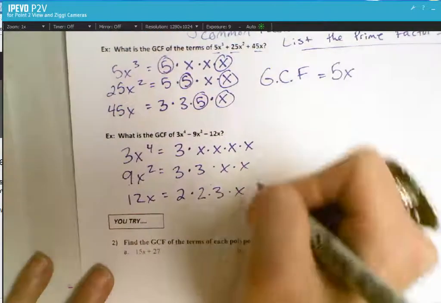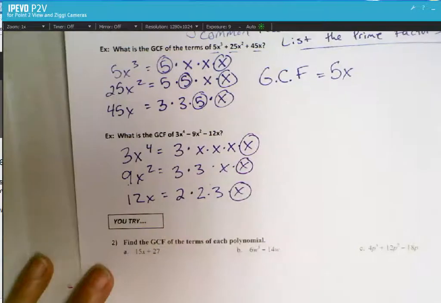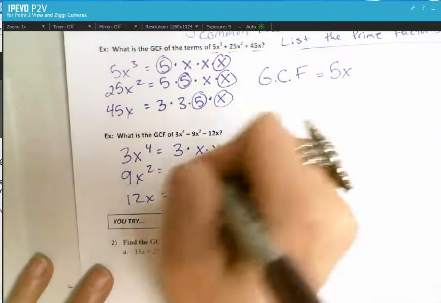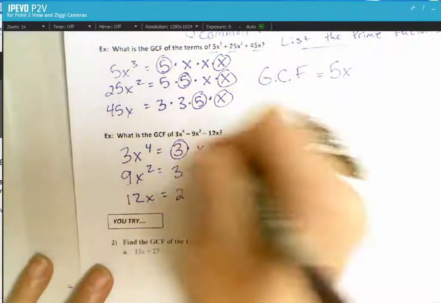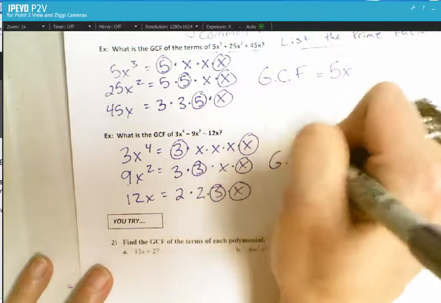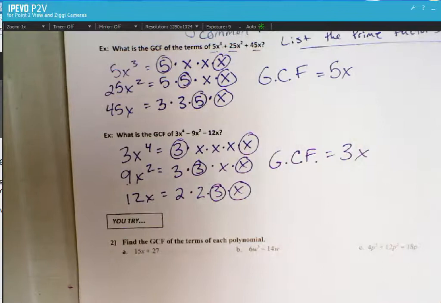So I need to find, I have only 1x, so x is only circled once in each of them. I have a 2 here, but I don't have any 2's here. I have 1, 3, so I can only circle 1, 3 in those. So my GCF is 3 and an x, 3 times x. My GCF is equal to 3x. It's my greatest common factor that I can pull out of all of them.